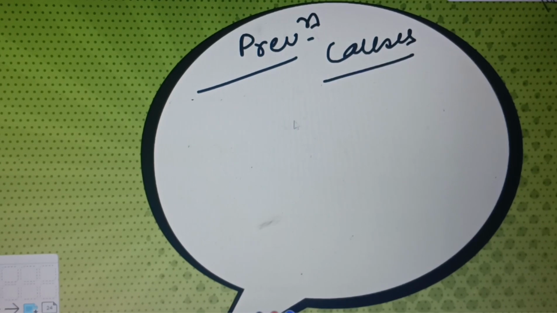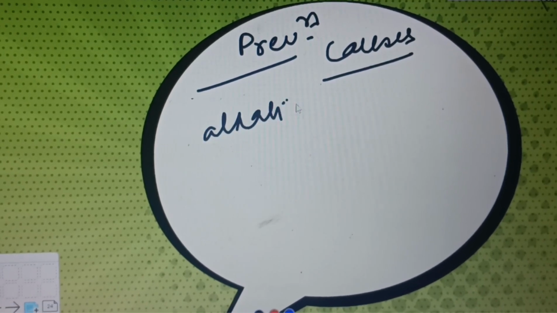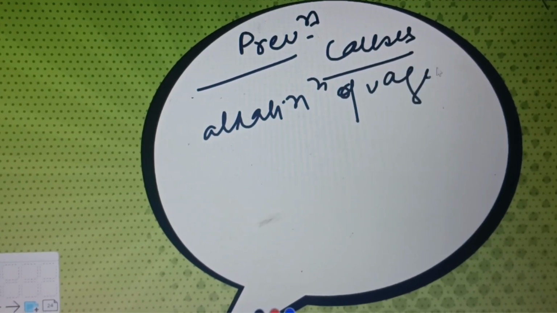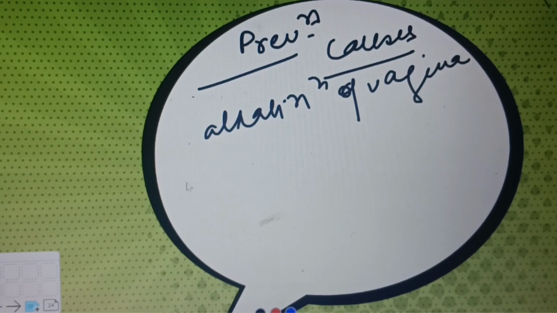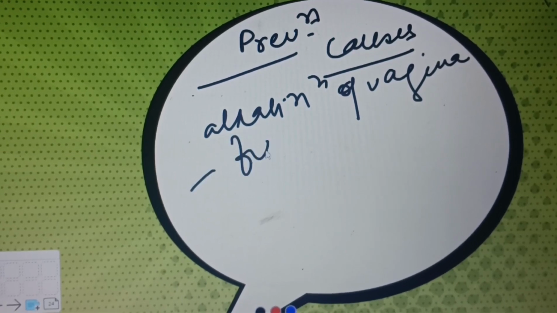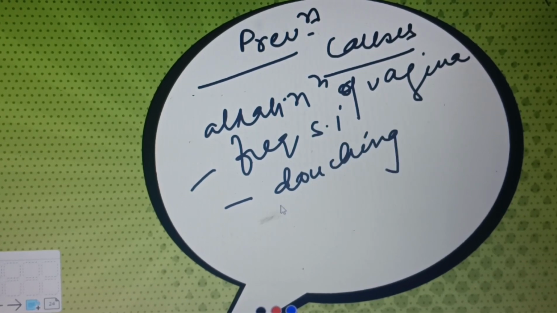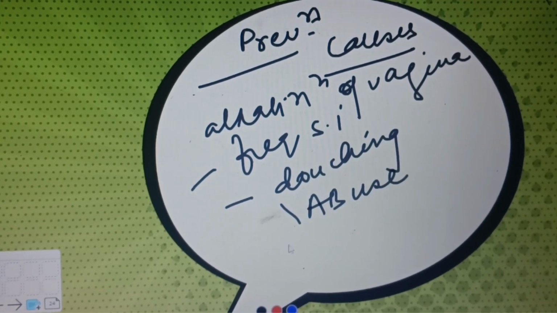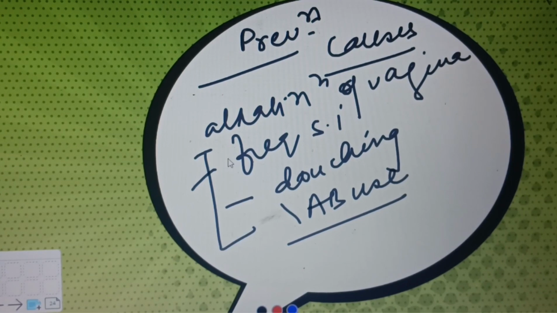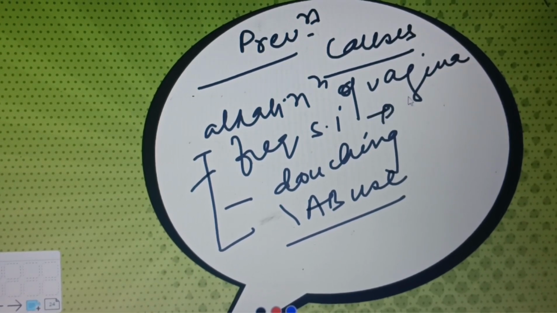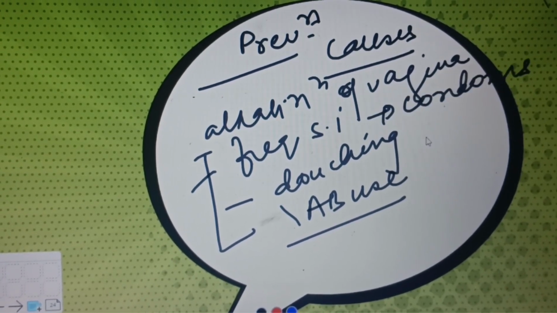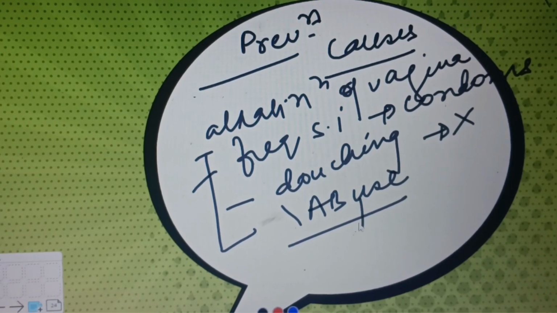We have to now know how we can prevent it. In order to know the prevention, we have to understand the cause. The cause is basically alkalinization of the vagina, leading to a decrease in the number of lactobacillus. Alkalinization occurs due to frequent sexual intercourse, douching, and antibiotic use. Now, how can we prevent it? We have to use condoms. Number one, we have to avoid douching and unnecessary antibiotic use.